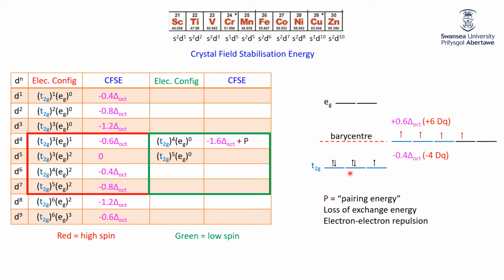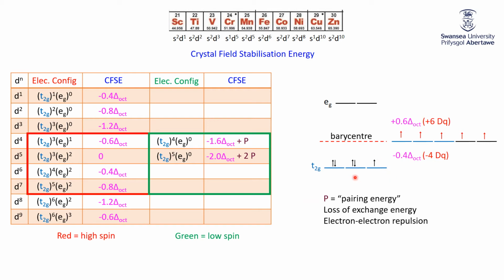Move to d5, there's the 5th electron in, so t2g5. Compare this situation to the barycenter. Pause it and work it out yourself. We got 5 electrons stabilized by minus 0.4, so that's minus 2. But we've got 2 pairings here compared to no pairing in the barycenter, so that's plus 2P.